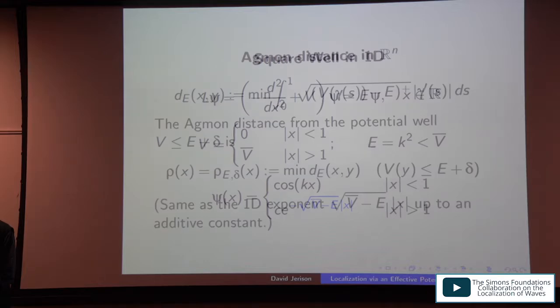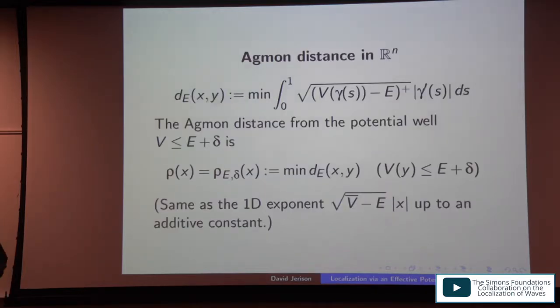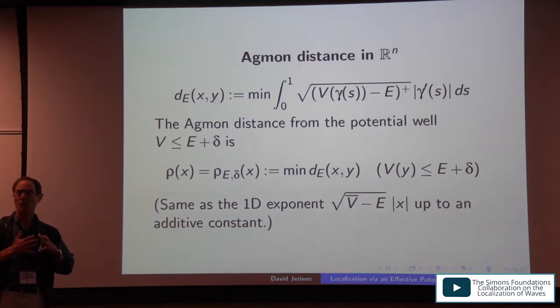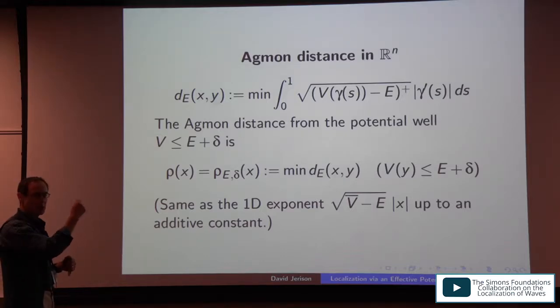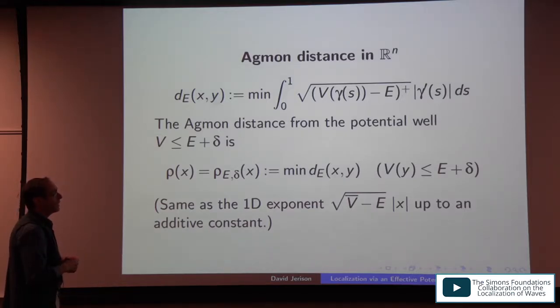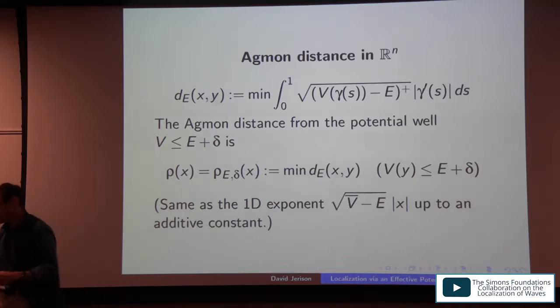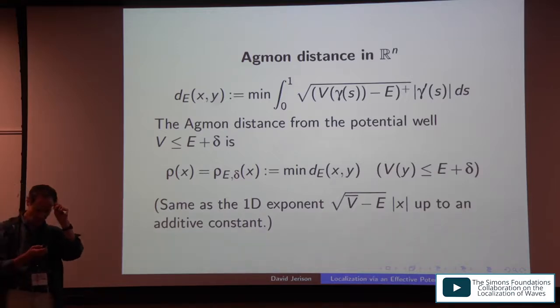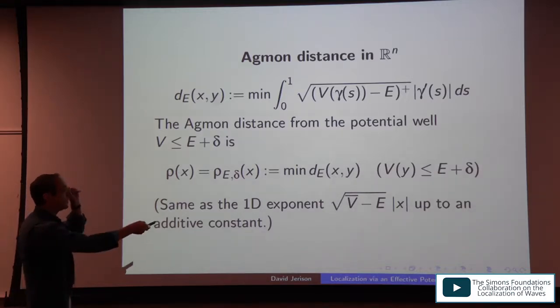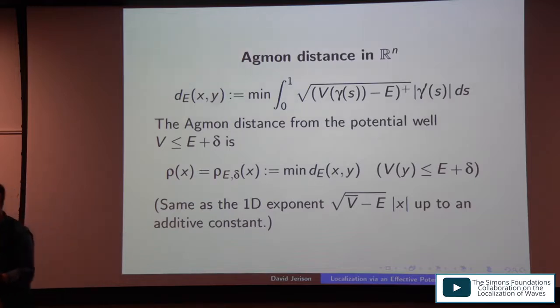And Agmon observed that it's true in n dimensions. It's true in all dimensions and for very large families of potentials. And so what he introduced was the analog of the exponential function, which has the right length scale. And well, so this was on one of Marcel's slides as well.